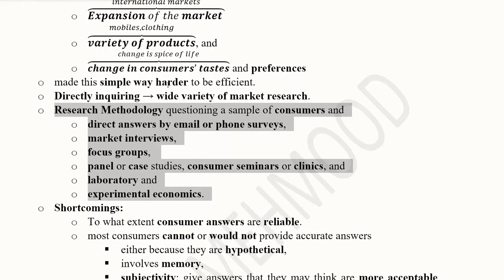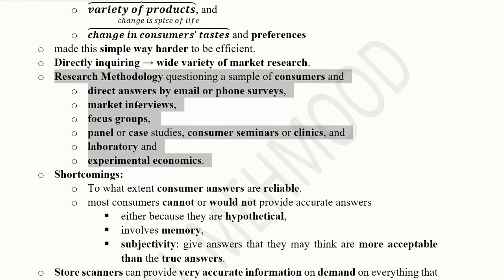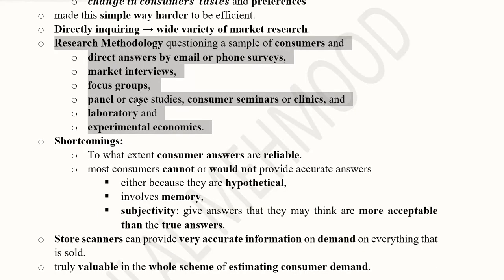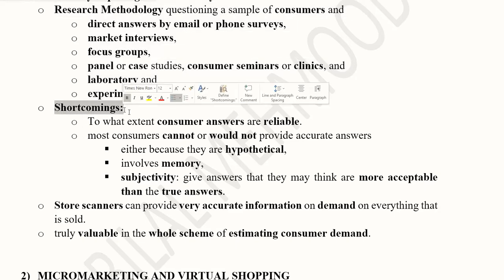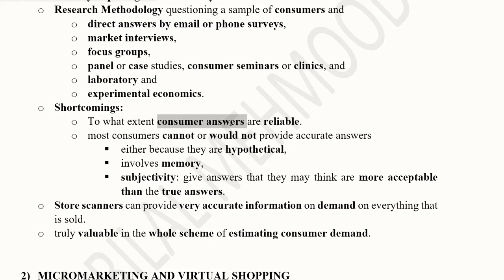So these are rigorous ways of collecting information, and they are not only observation, rather they are full-fledged methods in which some research methodology is used to collect the information in addition to the observation that we do. Still, they have their shortcomings, because when we get the answers from the consumers, to what extent are they reliable? This is a question in our minds, because most consumers cannot, and sometimes would not, provide accurate answers, because they have some incentives not to provide the accurate answer.